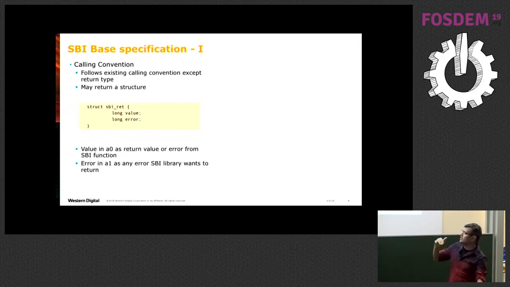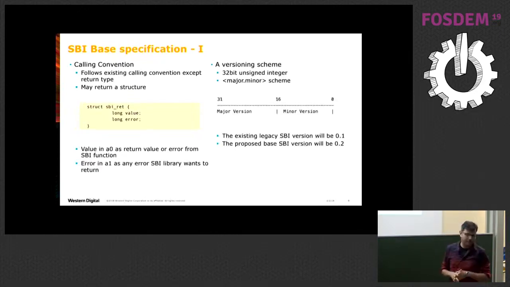Other than that, the existing calling convention, which is documented on GitHub, stands correct for even the updated proposal. The new thing that we are going to add is a versioning scheme, which is basically a major and minor, a standard versioning scheme that everybody follows. The lower 16 bits are the minor, and the upper 16 bits define the major version. The existing current legacy version will be 0.1.